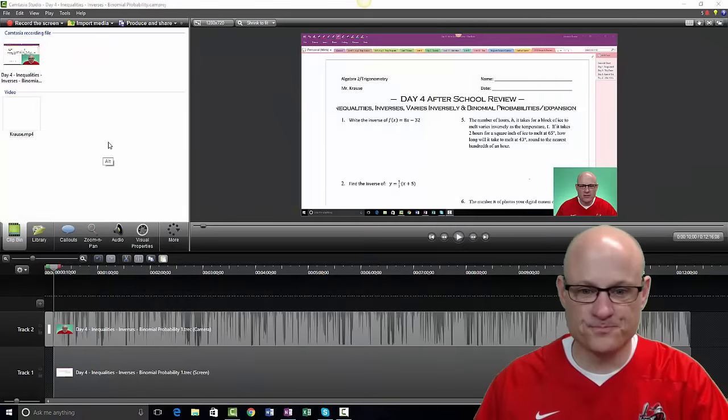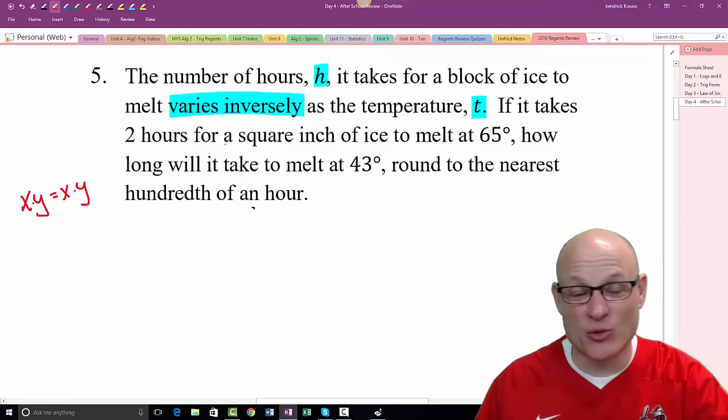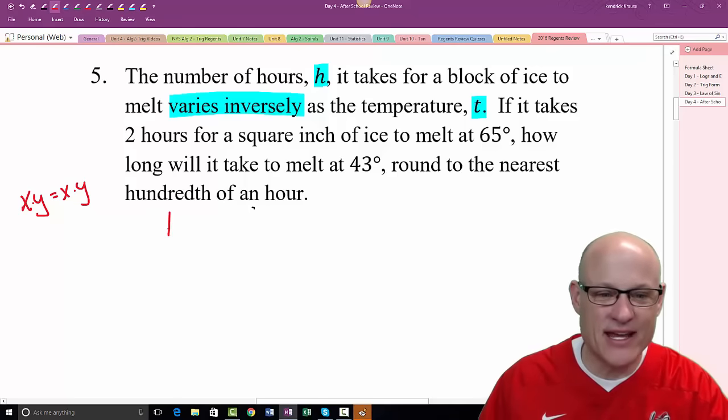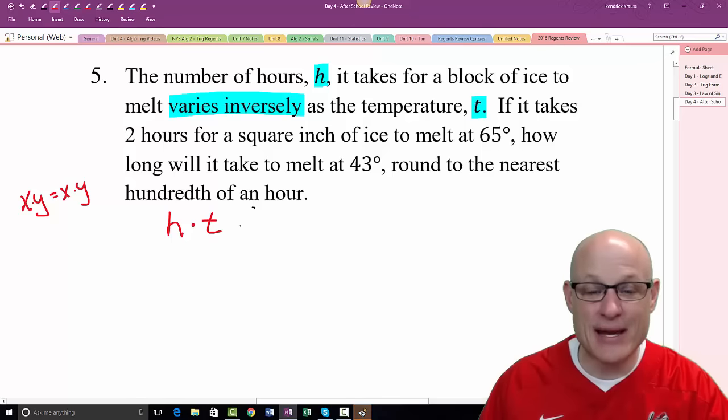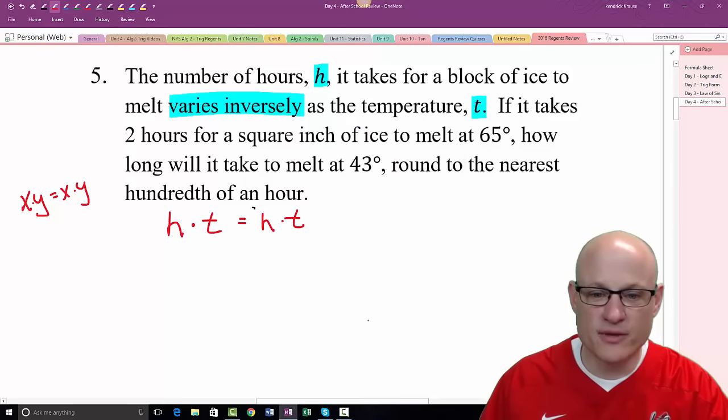So in this case, it's not x and y. Now, what is x and y? X and y is whatever is in the problem. In this case, it's h times t. Hours times temperature is equal to hours times temperature. Varies inversely. That's all it is. Sorry, I'm using the free version.